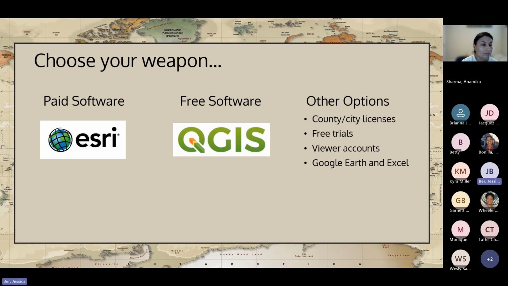I don't have as much experience with QGIS. Mine's all with Esri. That's what we have here at the state. But QGIS, I know a lot of researchers that primarily use that. And then there are other options. Honestly, if you had one tiny itty bitty thing to accomplish, you could probably handle it with Google Earth and Excel. There are a lot of features on there as well. And there are also free trials. Esri has free trials if you had to do one thing.